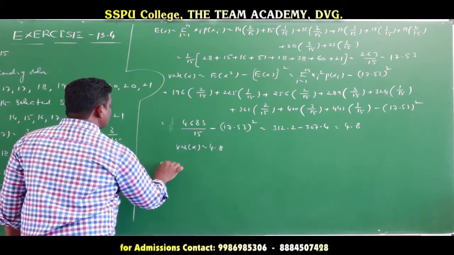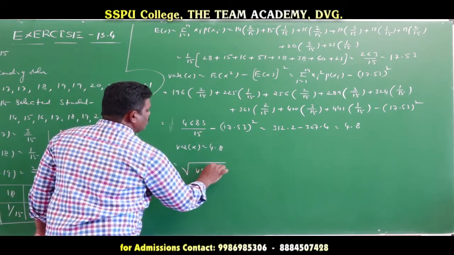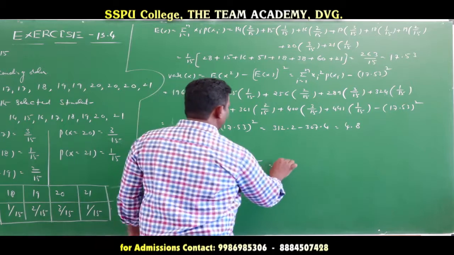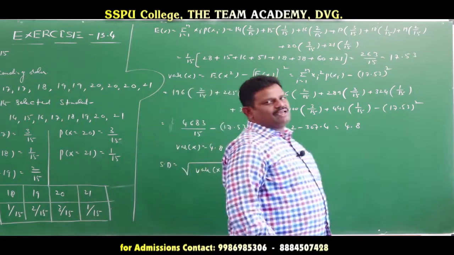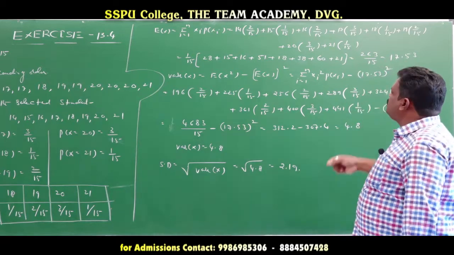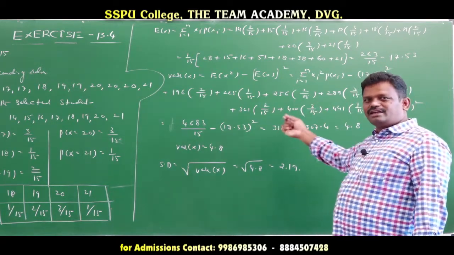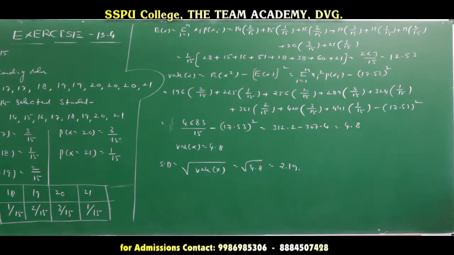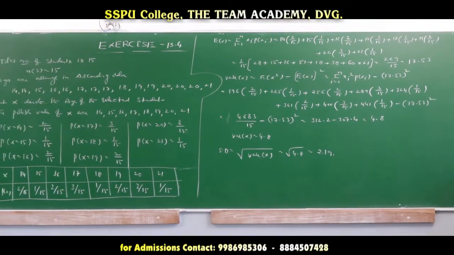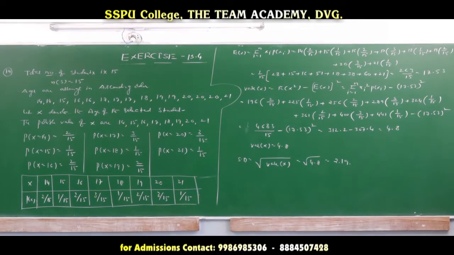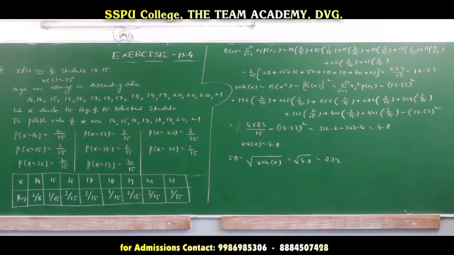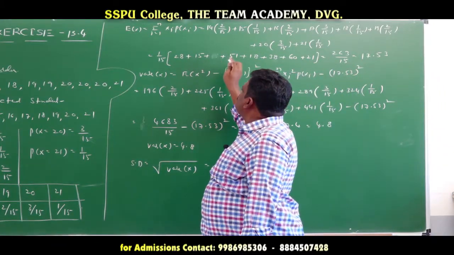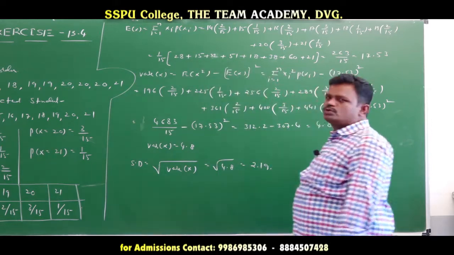Now if you want to find out the standard deviation, the square root of variance of x is equal to the square root of 4.8, that is equal to 2.19. There is some calculation part here, so I directly read out that calculation. I did that calculation before, using the calculator. Here 16 into 2 is 32, but I made a mistake: instead of 16, I wrote 16 plus 32, then you get 263.